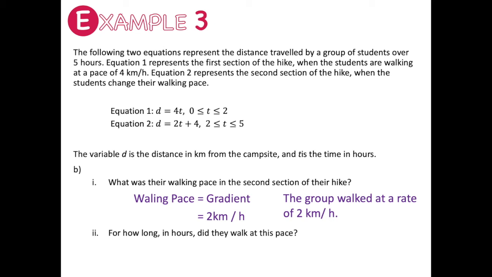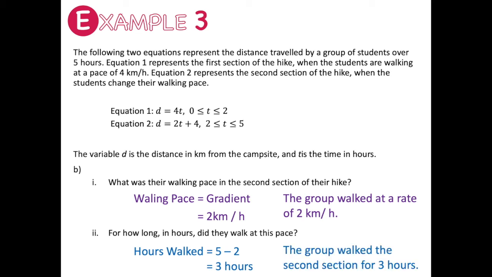And we can see that equation 2 is for time when it's in between 2 and 5. So that means it took from 2 hours to 5 hours to complete that second section of the hike. So subtracting 2 from 5, we can tell that they walked for a total of 3 hours. So the group walked the second section of the hike for 3 hours.